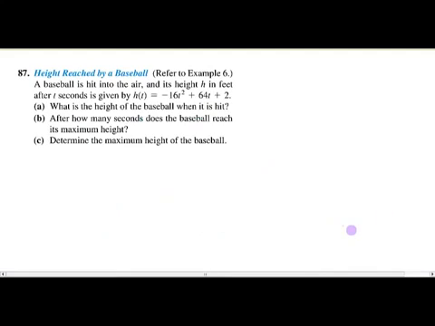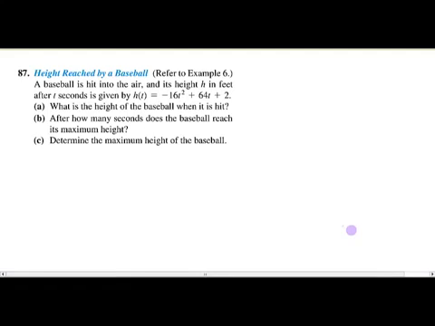The height reached by a baseball. Quadratic functions model our parabolic flight of a ball, or any kind of projectile will have the parabolic type of motion. So you'll see this a lot when we're talking about objects that are falling or being thrown into the sky and coming back down. Here a baseball is hit into the air, and its height h in feet after t seconds is given by h of t equals negative 16t squared plus 64t plus 2.